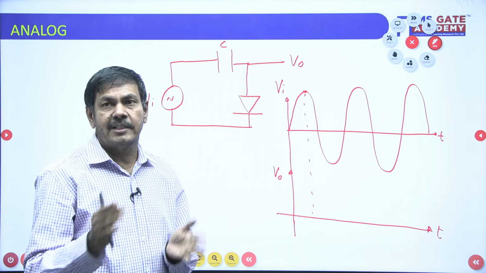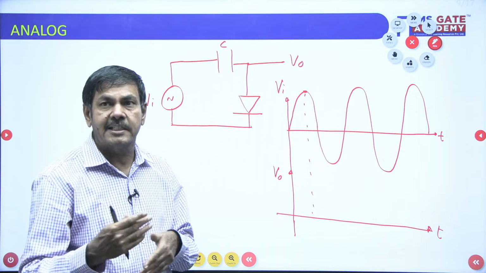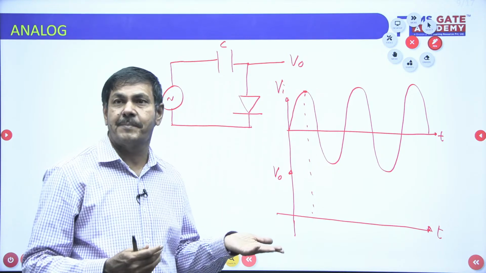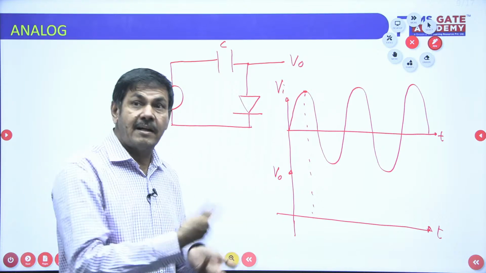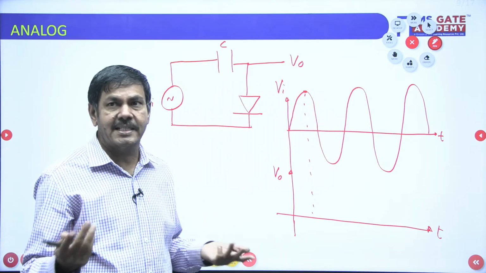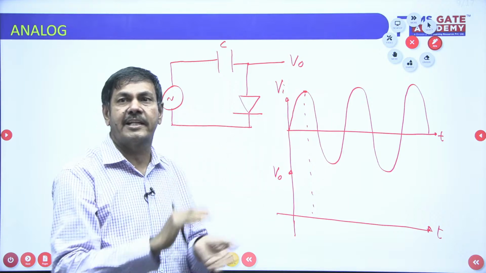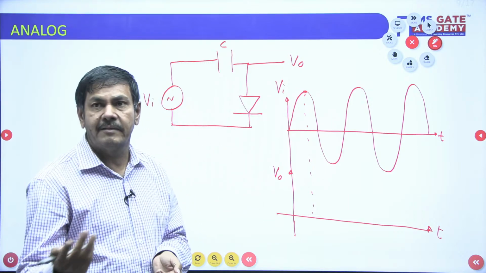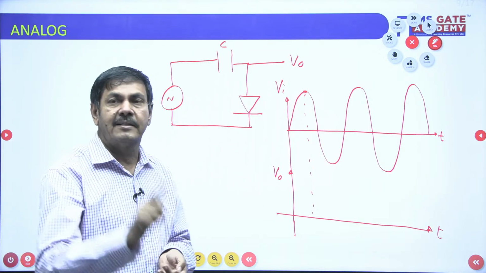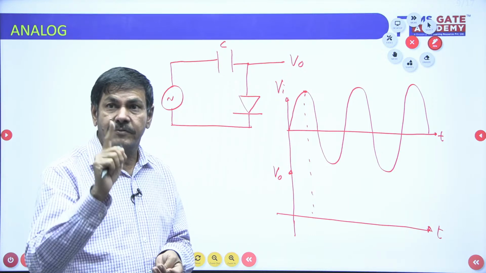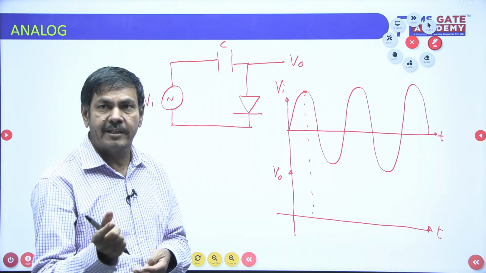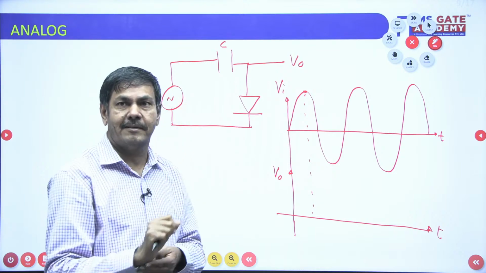Why must the diode be forward biased initially? We need to charge the capacitor. If the capacitor is not charged, I cannot understand what voltage exists across the capacitor. Then I cannot determine the V0 value. That is why initially the diode must be forward biased. Then only we can find the voltage across the capacitor.